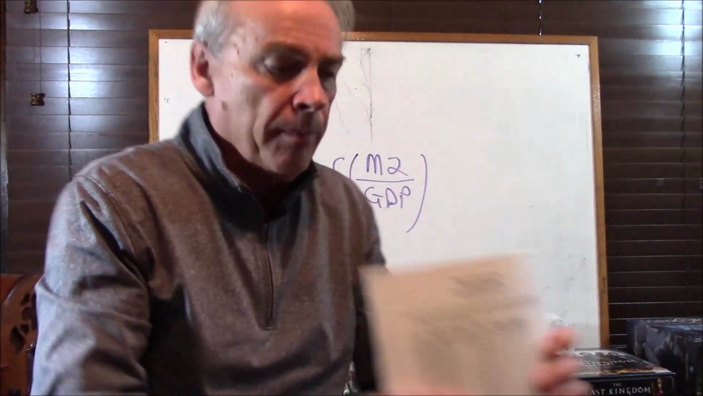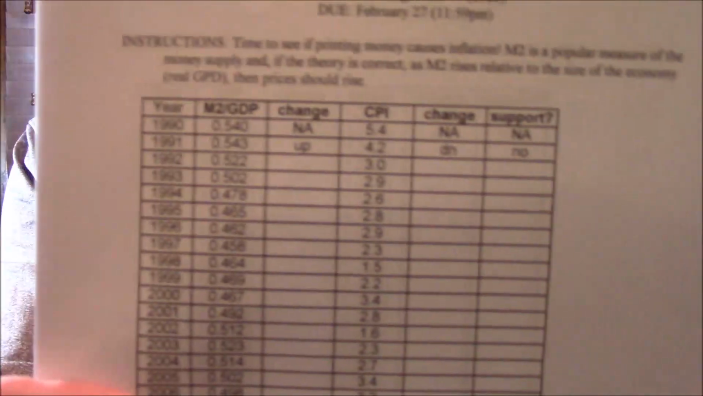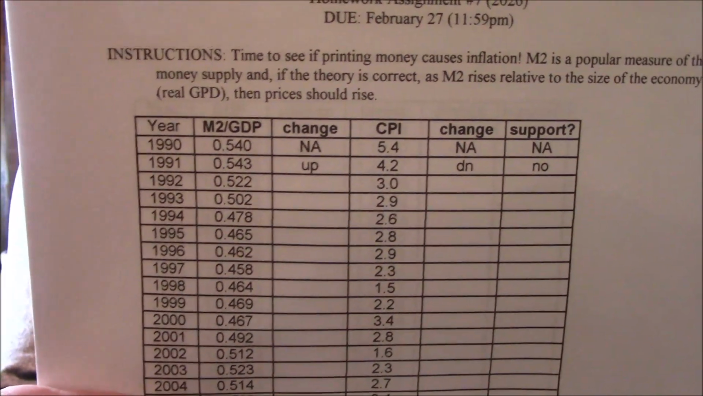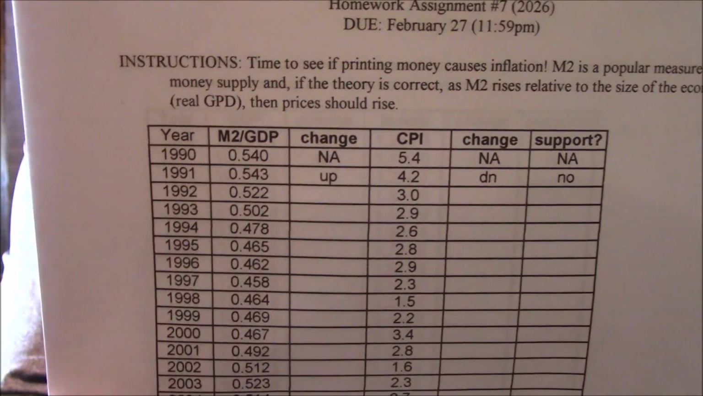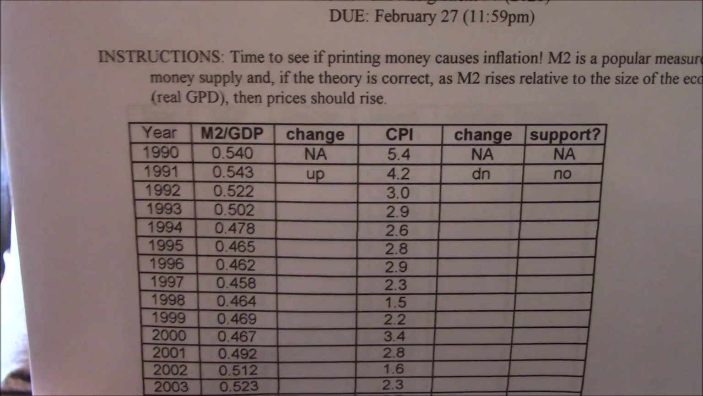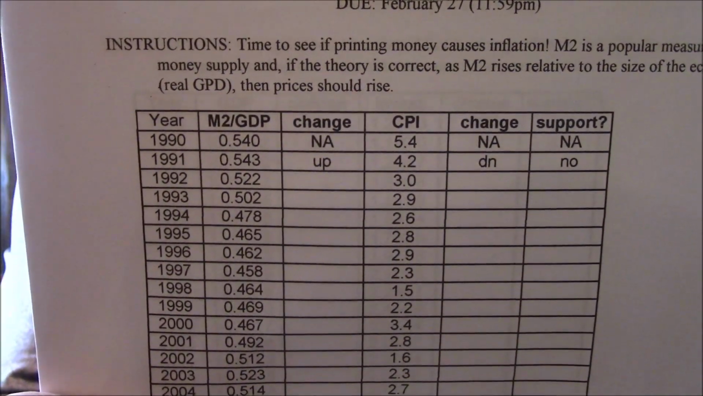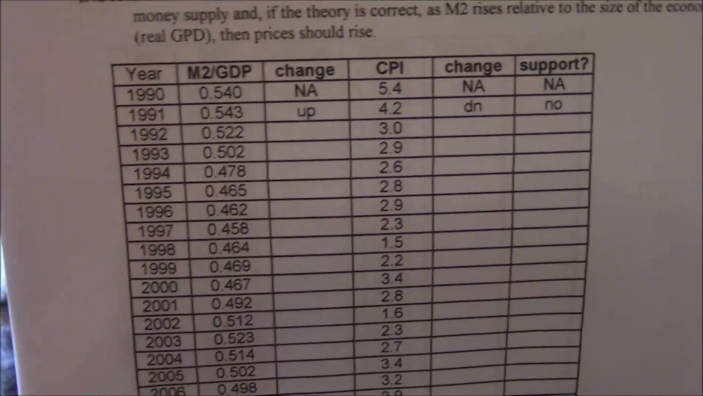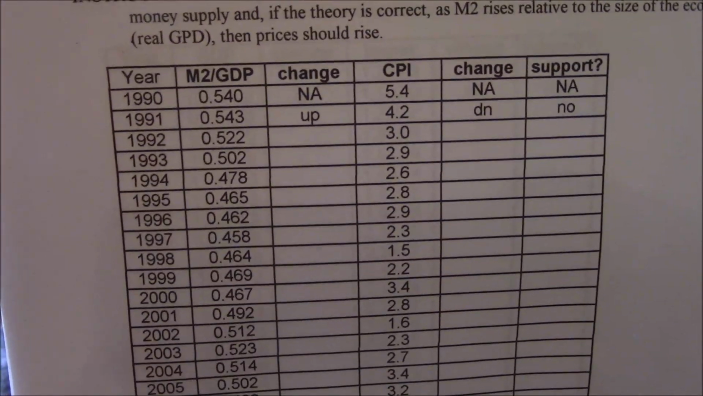So here, let's have a look. Let's see, 1990 to 1991, the ratio of the money supply M2, that's how many dollar bills there are in circulation, to GDP went from 0.54 to 0.543. So the ratio went up. But inflation actually went down. So it was not consistent.